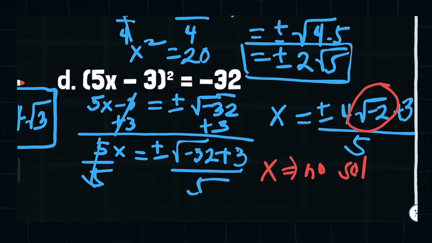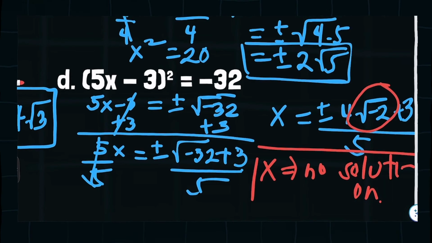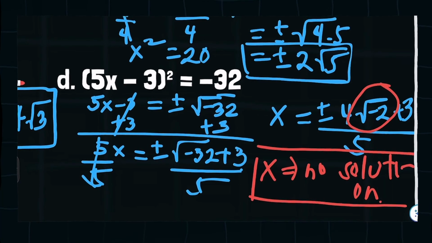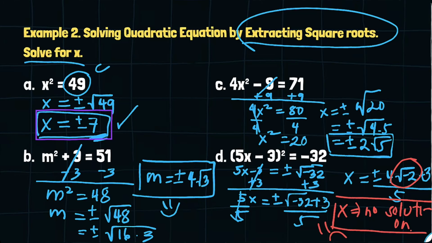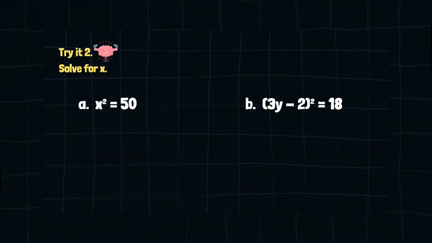You've completed the first 4 examples for extracting square root for quadratic equation. Now it's your turn. Practice makes progress. You could try the following given to solve for x. Take a moment to pause and review the previous example, and write all the necessary process in your notebook for your reference. And now, we can proceed to the next part of our lesson.